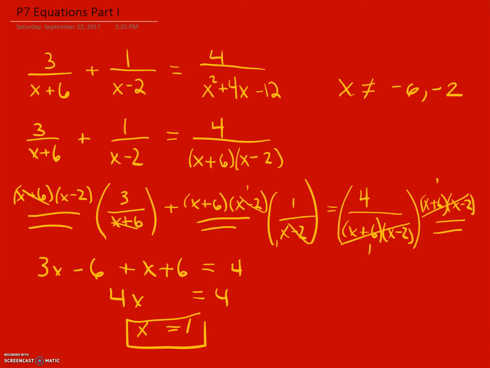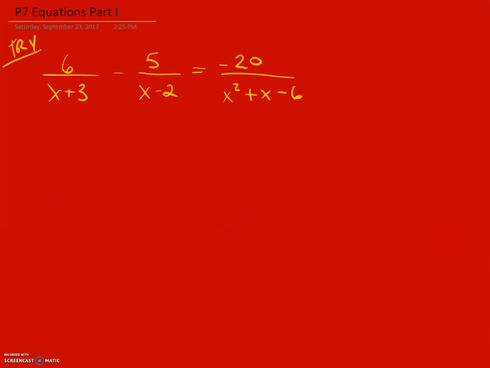And we also have our restrictions as far as x cannot equal negative 6 or 2. In this case, it is a positive 2. Let's just make a change there. So that is what our restrictions are.